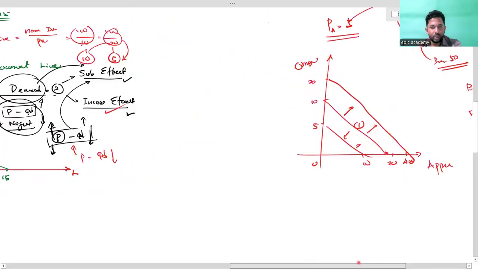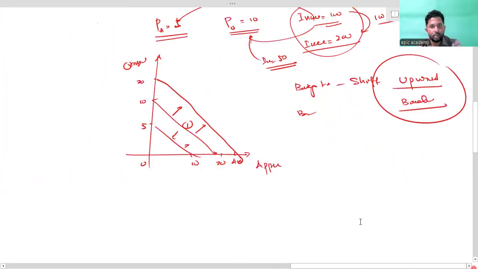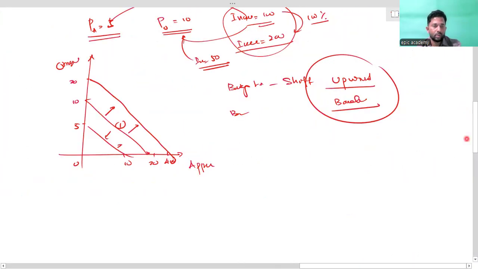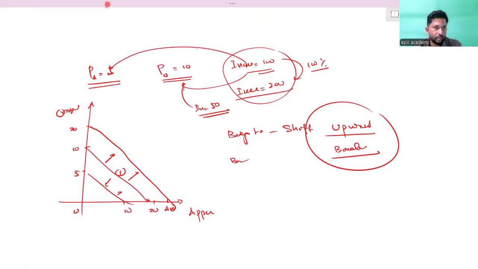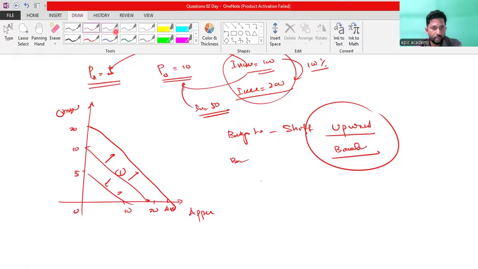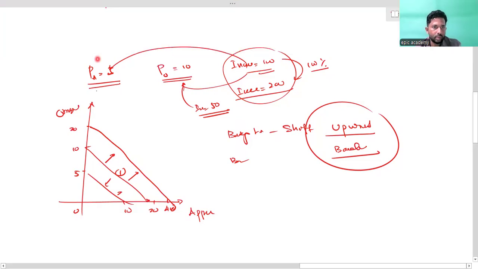Then what happens if the price of the apple changes? How do we identify that one also? So consider the price of apple. Already it was $5. The price of the orange was $10. Suddenly, the price of the orange changed to $2. Reduced. This is the first budget line.